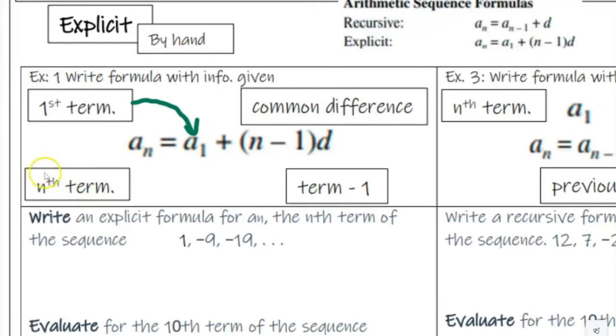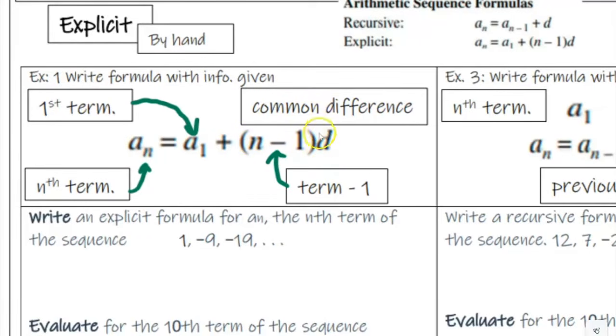Okay, which one is the nth term? Pause the video and draw an arrow. You should have drawn to a sub n. And how do I know it's a sub n? Because the nth term is the nth term. Now go ahead and draw an arrow to what is defined as n minus 1. Pause the video. You should have said that that is the term minus 1, because remember, n just means the term number, and then we're subtracting 1.